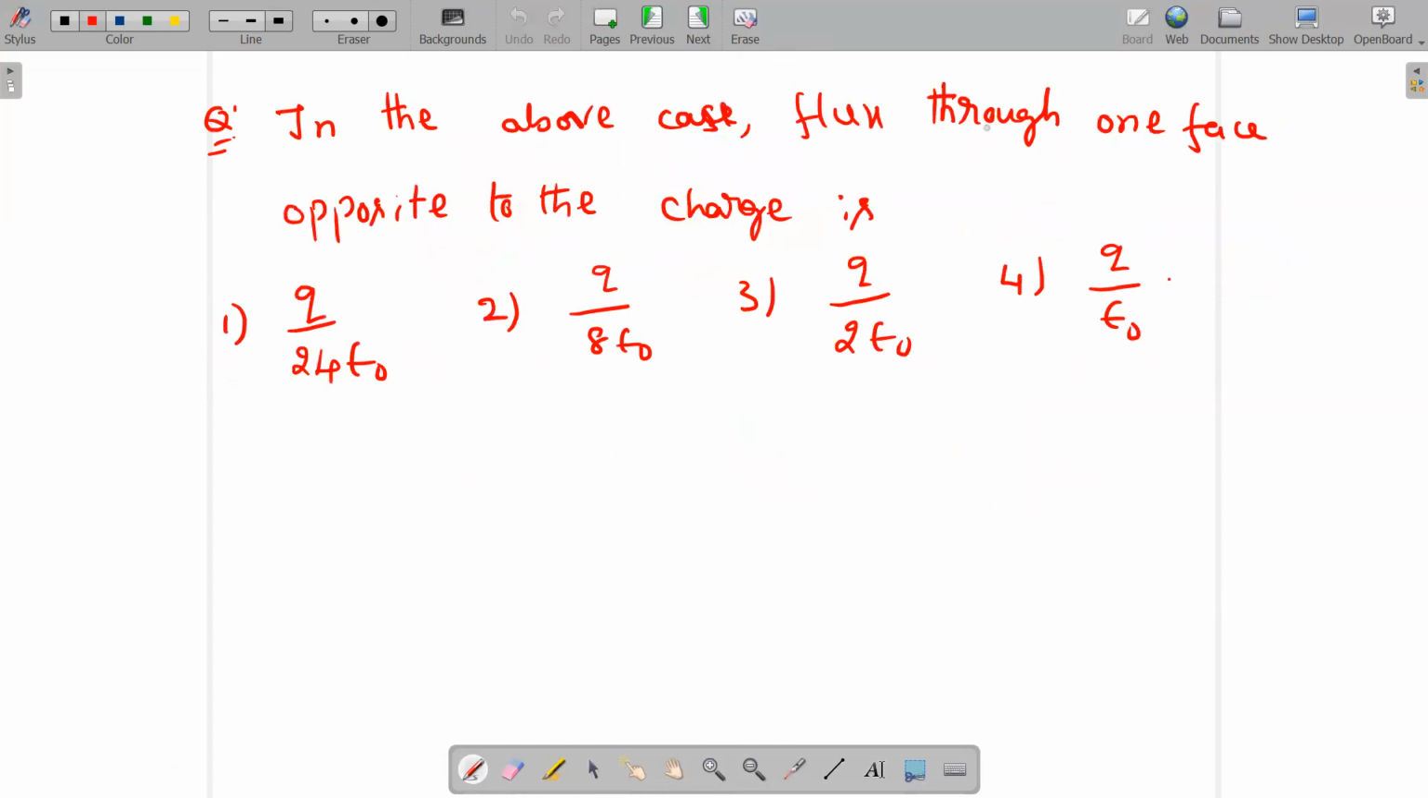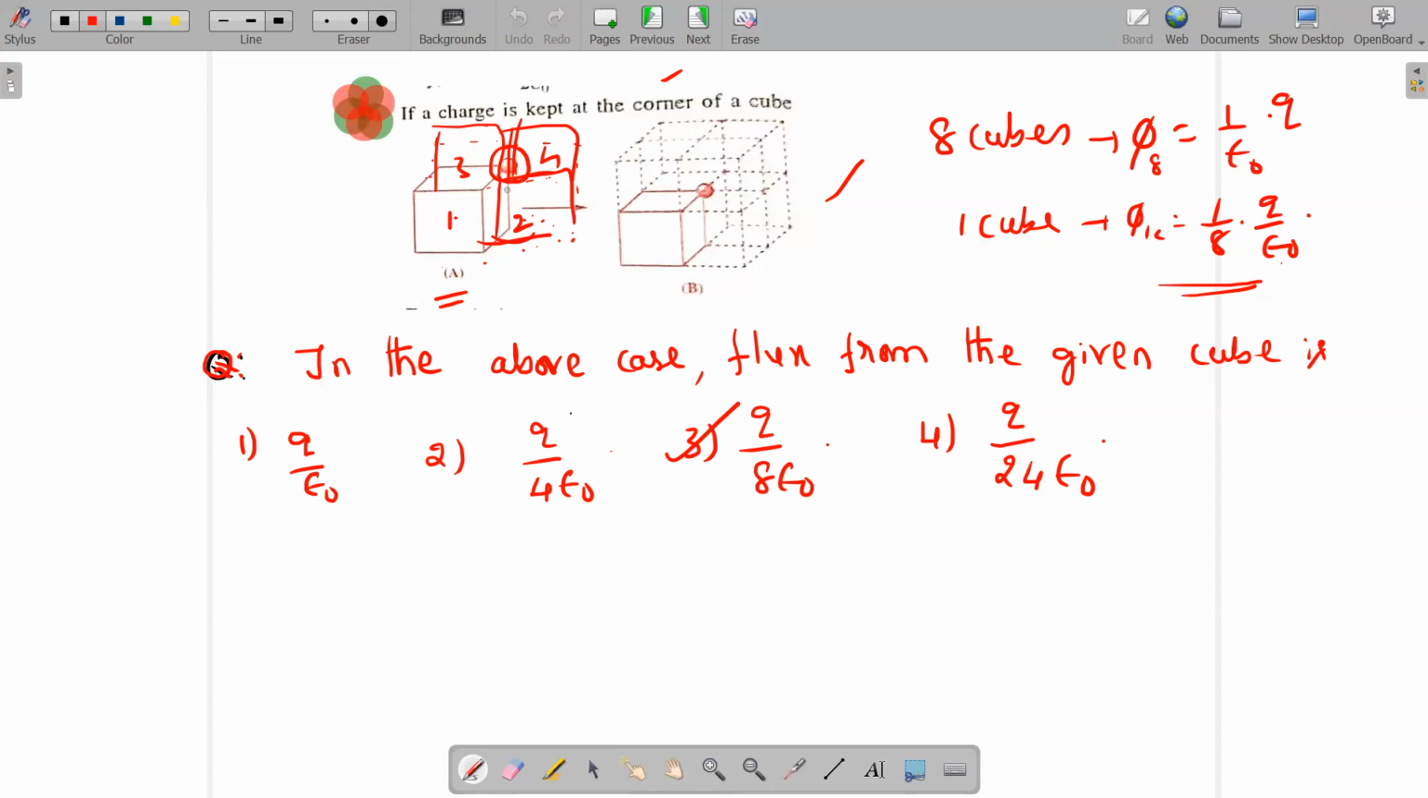So in the above case, what is the flux through the face opposite to the charge? Again, go back to the figure. So here is the charge. Let me erase this. I have already copied this, right? So for understanding purposes, I am erasing the written cubical parts here. Yes, you see here, the charge is here at this corner.